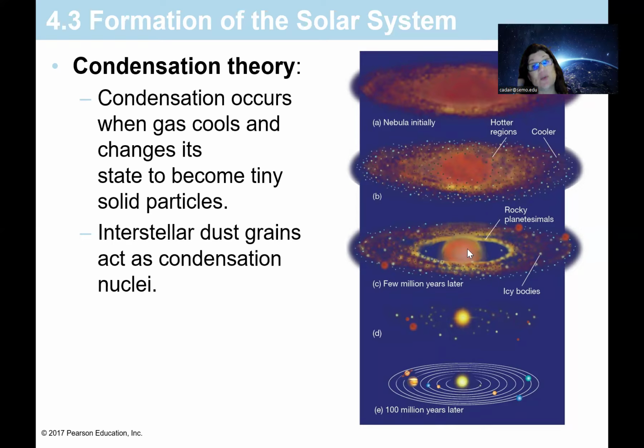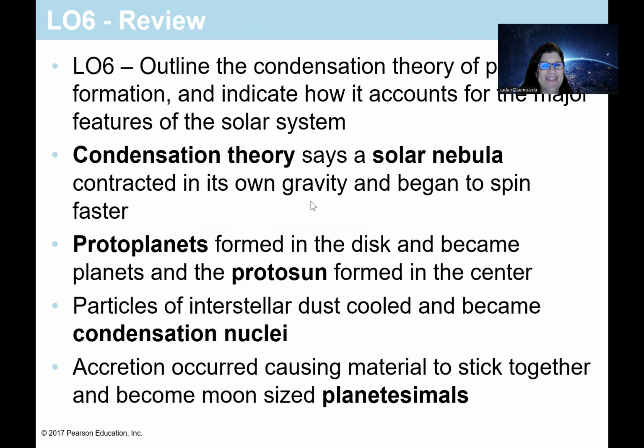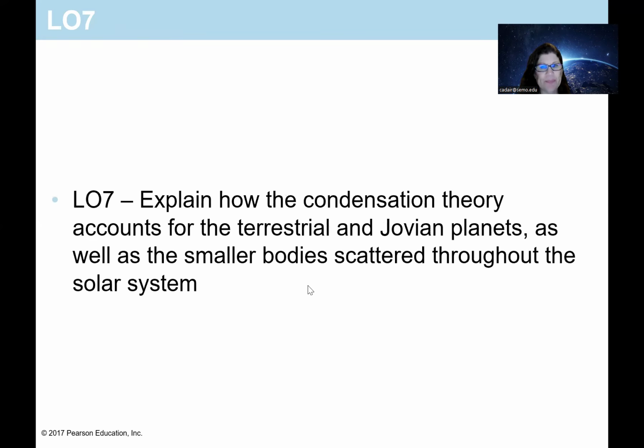And so it migrated outward, or it got swept up, and the stuff outward made the gas giants because it was cooler there, and they were able to suck it up like a vacuum. I'll say the condensation theory says the solar nebula contracted on its own gravity and began to spin faster. Protoplanets were okay. I think we've already covered that.